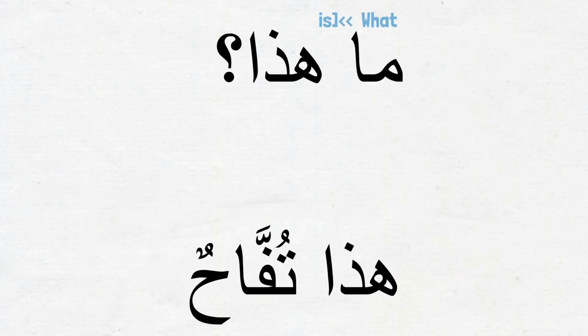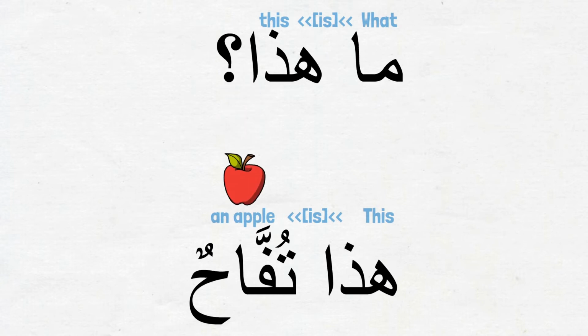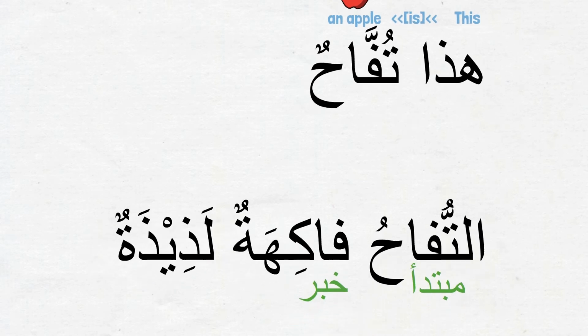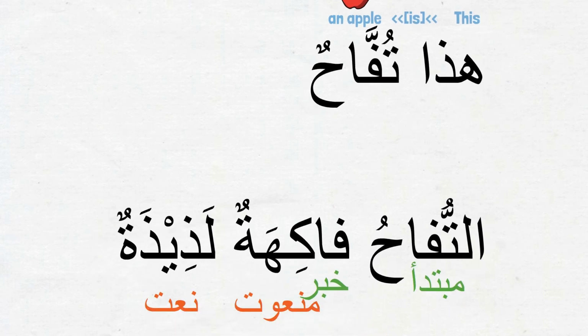Next, ما هذا? هذا تفاح. تفاح means an apple. In the next sentence, we have التفاح فاكهة لذيذة. Here, التفاح is the mubtada. فاكهة is the khabar. And فاكهة لذيذة is a man'ut and na'at combination meaning a delicious fruit. So together, التفاح فاكهة لذيذة means the apple is a delicious fruit. Here we are seeing that لذيذة is mu'annath with ta marbuta because the ism فاكهة is mu'annath.